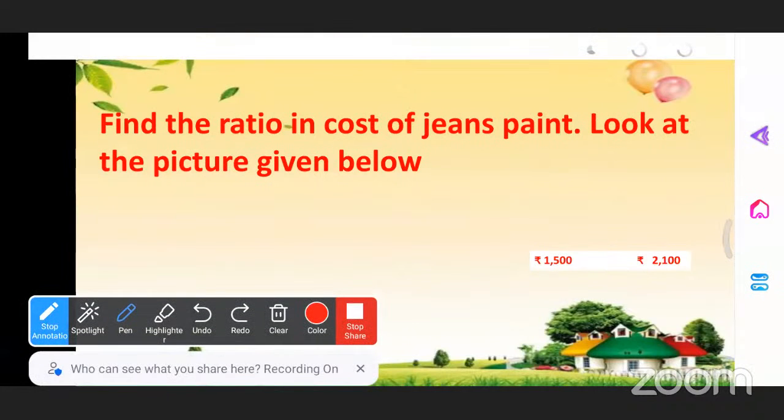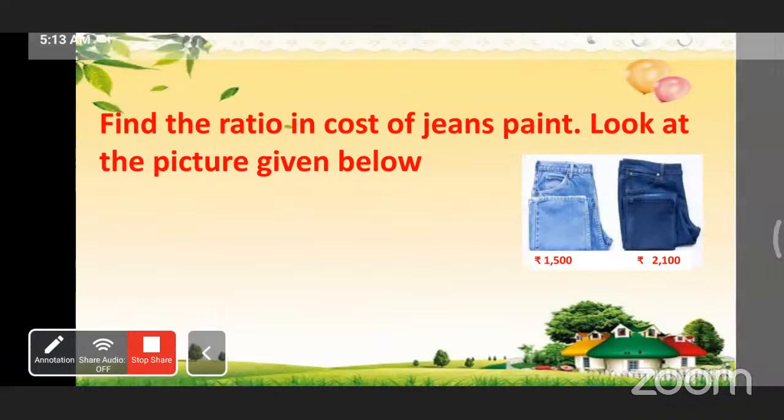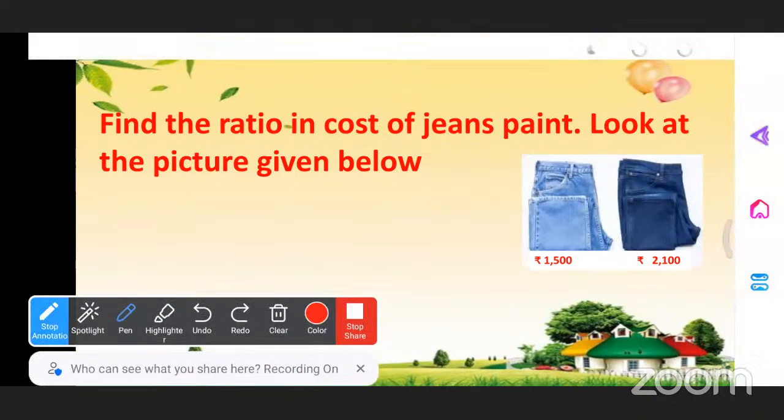Here is a question. Just find the answer. Let's try. Find the ratio in cost of jeans pant. Look at the picture given below. Here, two pictures are given. One jeans pant is 1500 and another one is 2100. Can you see the picture? How to find the ratio? Given the two quantities.